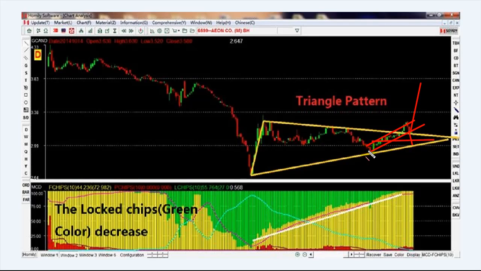Is this your support area? Is this your support area? Or if the price goes up, where is your resistance area? Is this your resistance area? So you need to ask all these questions to yourself before you start even thinking about taking a trade.